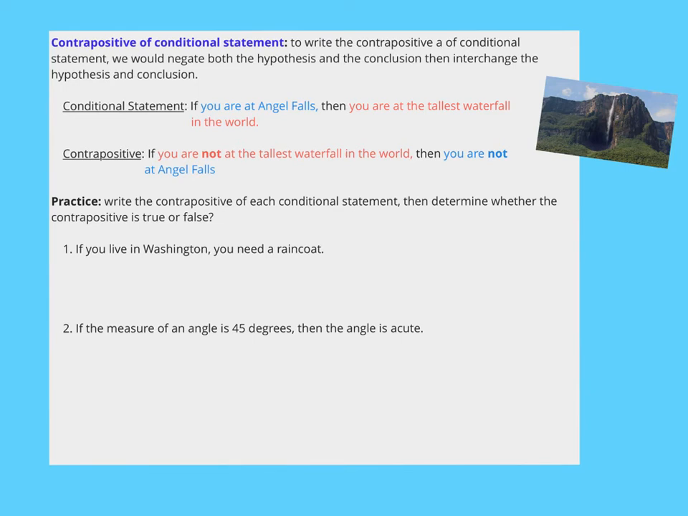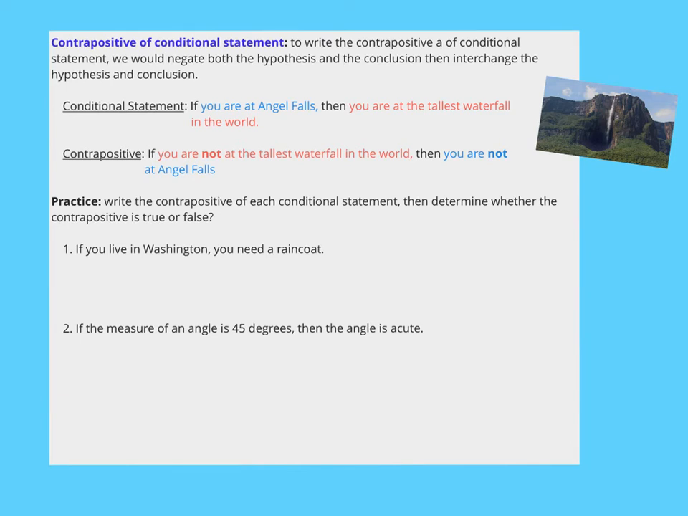So the conditional statement: if you're at Angel Falls, then you're at the tallest waterfall in the world. The contrapositive is going to be negating the hypothesis and conclusion and interchanging them. If you are not at the tallest waterfall in the world, then you are not at Angel Falls. And you can see a picture off to the side there of the actual waterfall, Angel Falls.